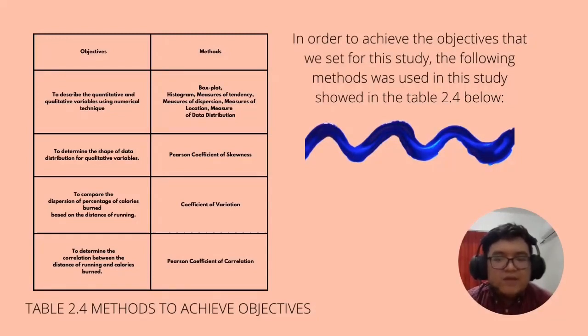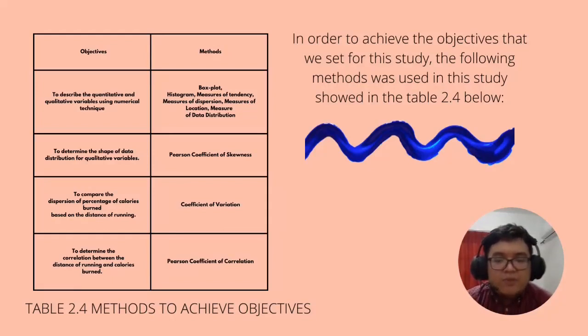Objective: to describe the quantitative and qualitative variables using numerical techniques, by using box plot, histogram, measure of tendency, measure of dispersion, measure of location, and measure of data distribution. To determine the shape of data distribution for qualitative variables is by using percent coefficient of skewness.